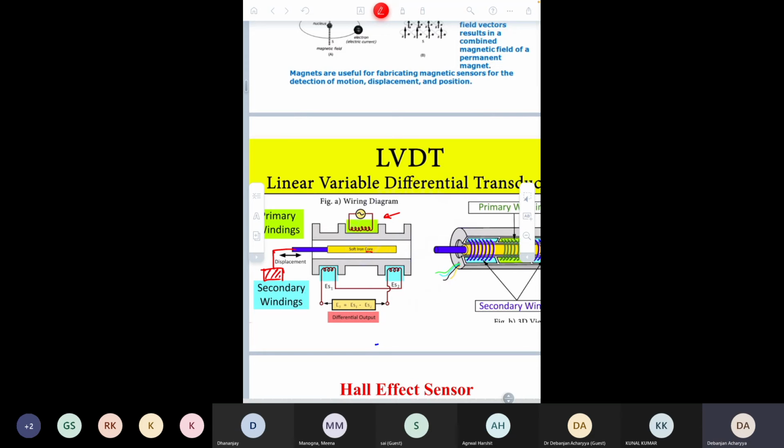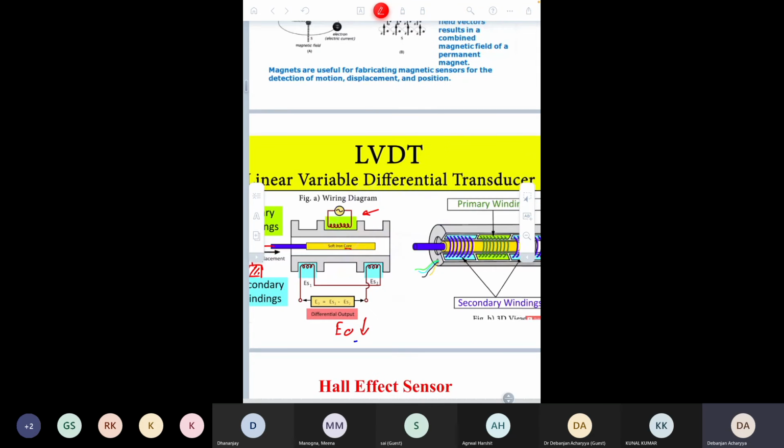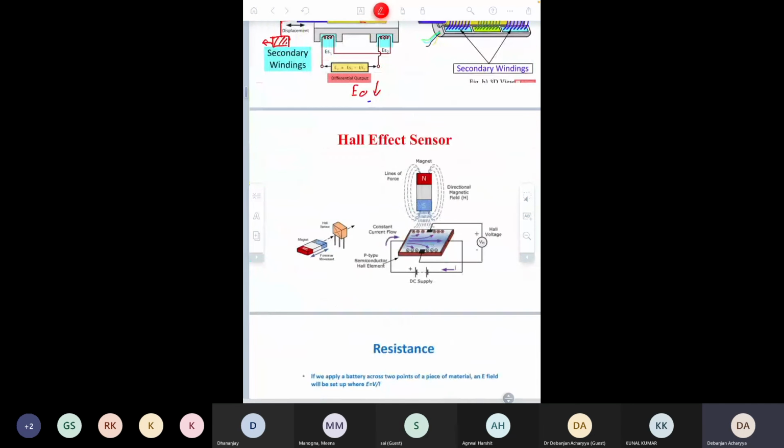This is the object. If this object moves in this direction, the E0 will come down. So this is the principle of the LVDT. Simple principle. And there is another kind of sensor, the Hall effect sensor, a magnetic sensor.